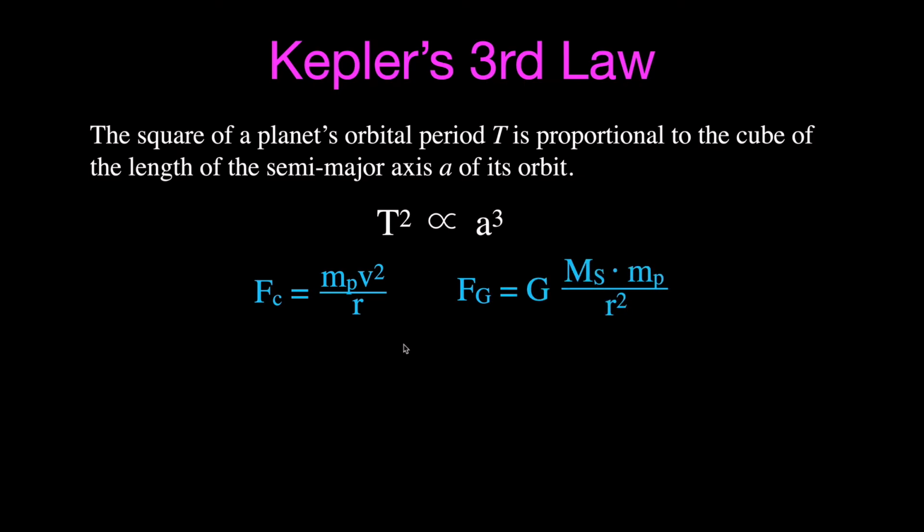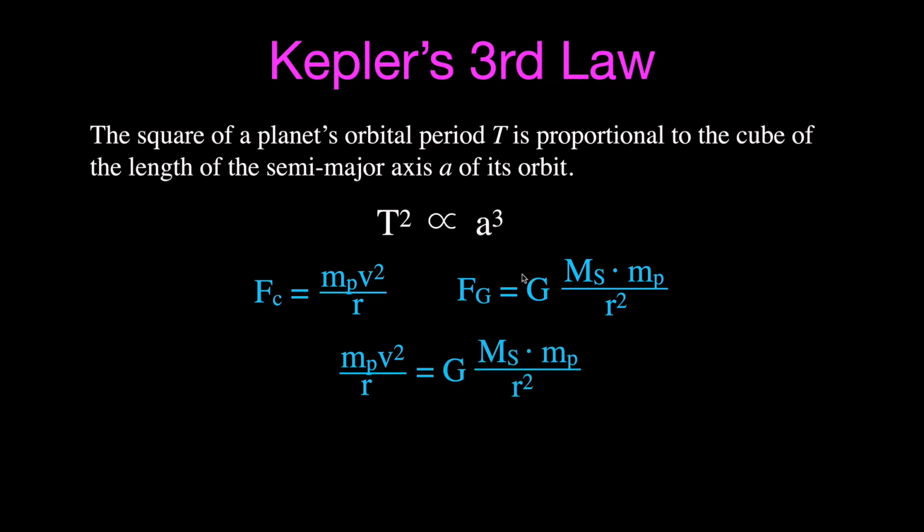If an object is traveling on a circular path, then we can write Newton's second law like this. And the force that keeps it on that path, the centripetal force, is equal to the mass of the planet times its velocity squared divided by the distance between the sun and that planet. Now, that force comes from Newton's law of universal gravitation, which we can calculate as G, the gravitational constant, times the mass of the sun, times the mass of the planet, divided by the square of the distance between them. And we know that these two forces are equal in magnitude. So we can set those two equal to each other, and we get this equation.